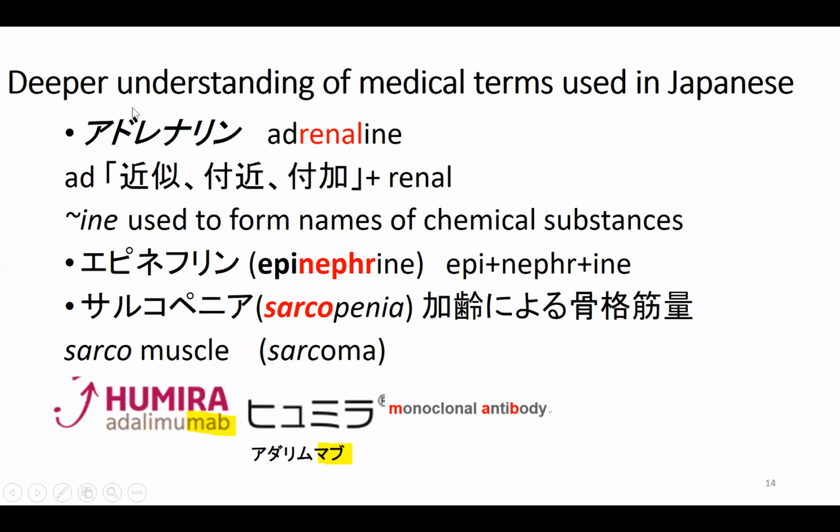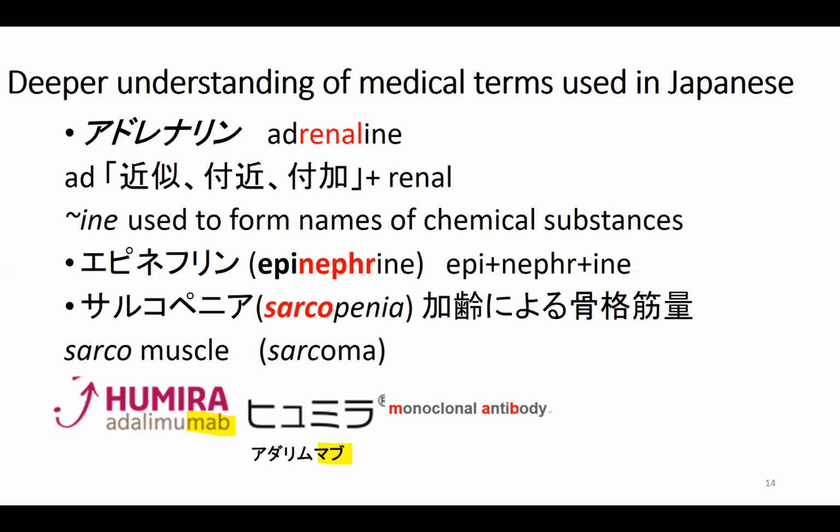Also, sometimes you get a deeper understanding of medical terms used in Japanese. For example, this is written in katakana: adrenaline. What does it mean? Ad is a prefix meaning nearby, and renal means kidney. So adrenaline, with the -ine ending, is a chemical substance released near the kidney. It's released from the adrenal gland, which is on top of the kidney.